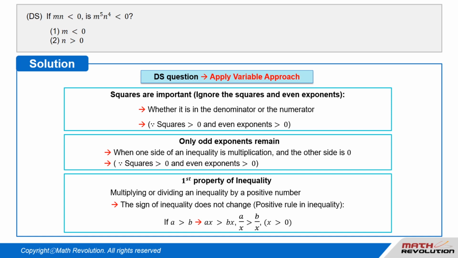Although square or even exponents are also important, when one side of an inequality is multiplication and the other side is 0, only odd exponents remain. This is because squares or even exponents are always positive. Thus, the sign of a product is determined by the odd exponents.